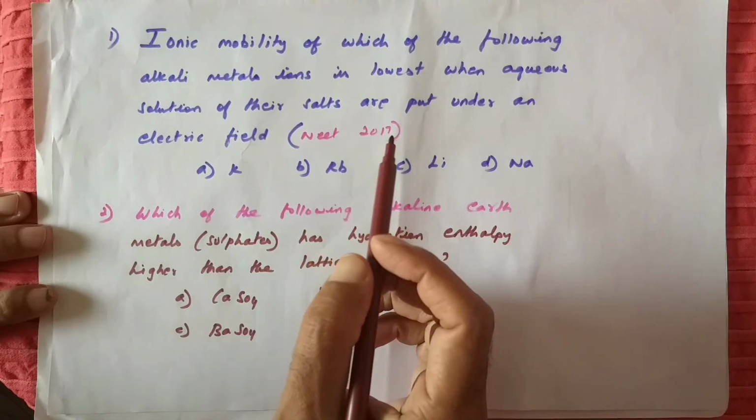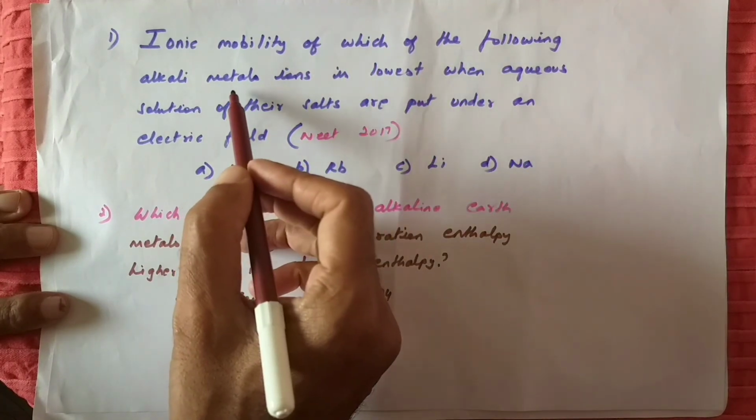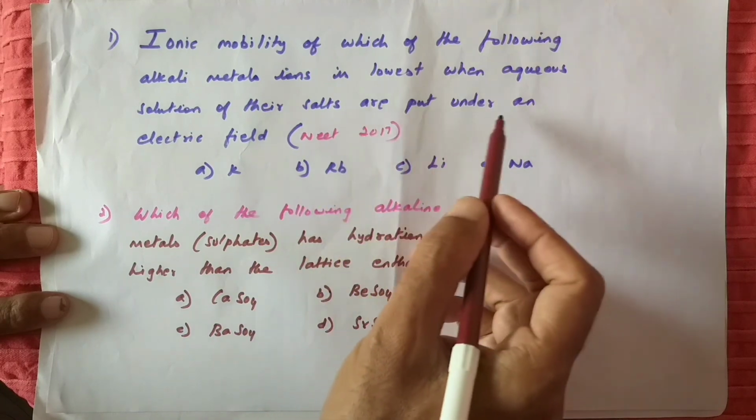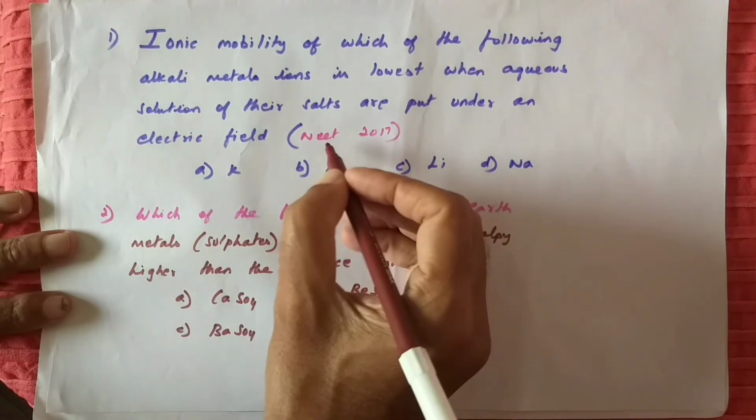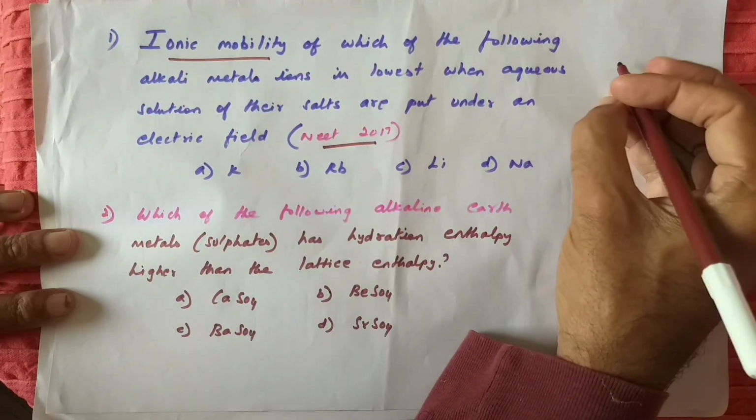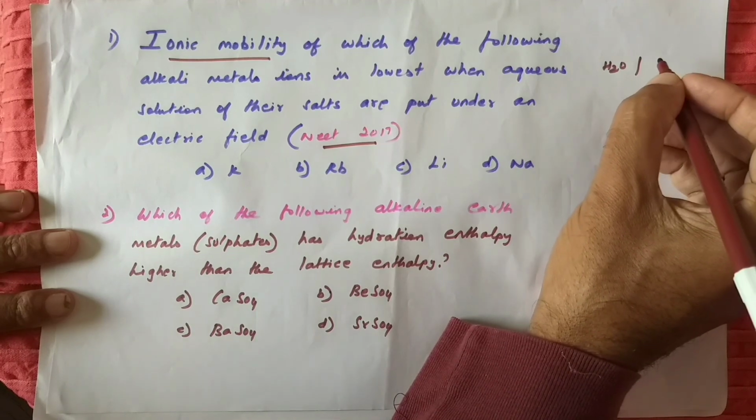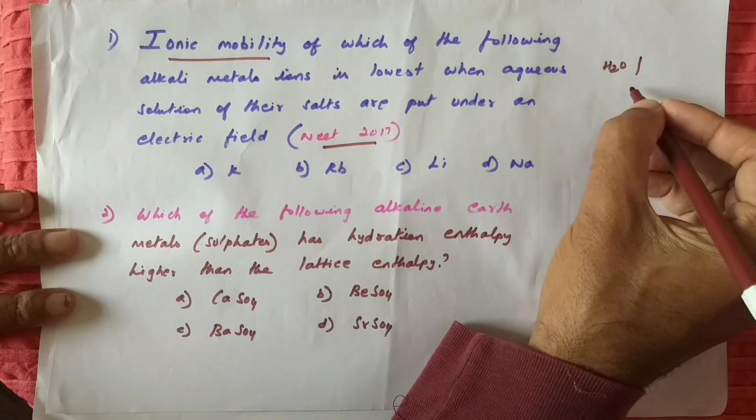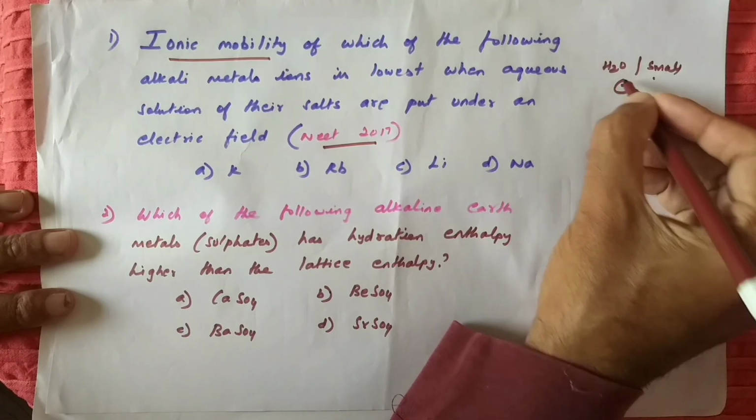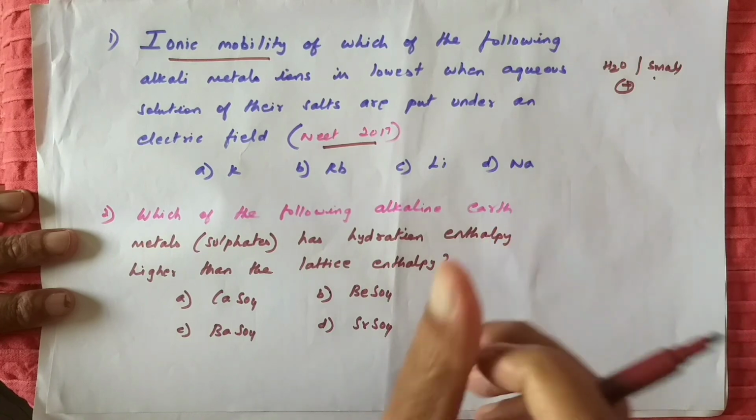Now let us take some questions. Ionic mobility of which of the following alkali metals is lowest when aqueous solutions of their salts are put under an electric field? This is a NEET 2017 question. I told you there is attraction between the water molecule and the ions. Smaller the size of the ion, greater will be the attraction, and greater attraction means the ions are not free to move.